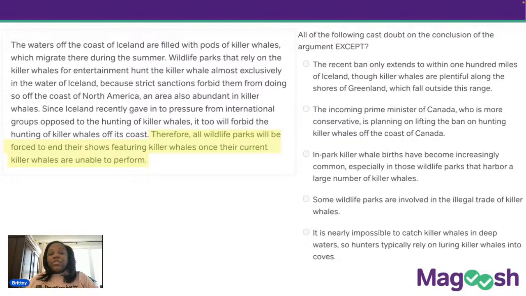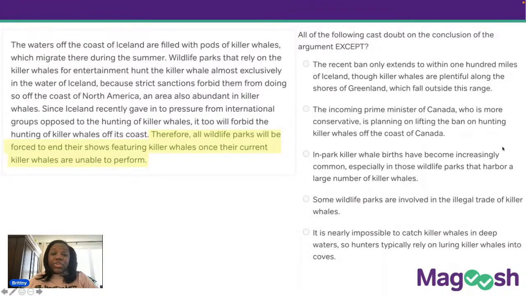But the problem with answer choice A is it provides a source of killer whales, right? It tells us they can find killer whales off the shores of Greenland. So since it gives us a source, it weakens our argument that there is no source. So we have to rule out answer choice A. That's not right. Let's look at B.